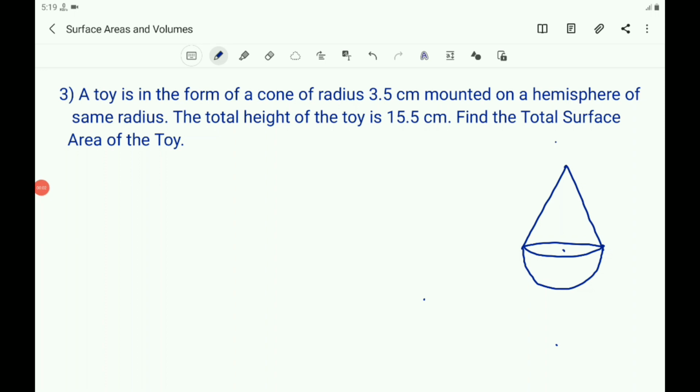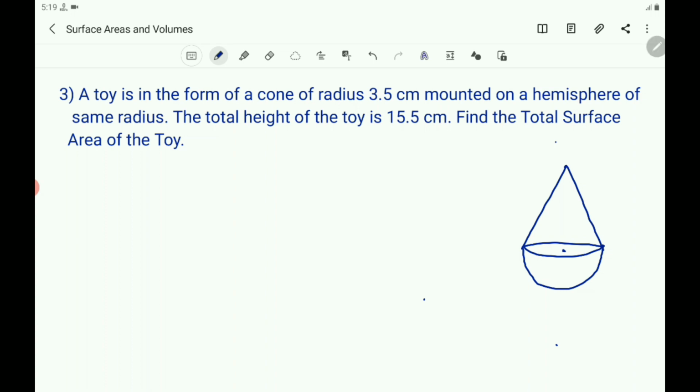Third question. A toy is in the form of a cone of radius 3.5 cm mounted on a hemisphere of the same radius. The total height of the toy is 15.5 cm. Find the total surface area of the toy.